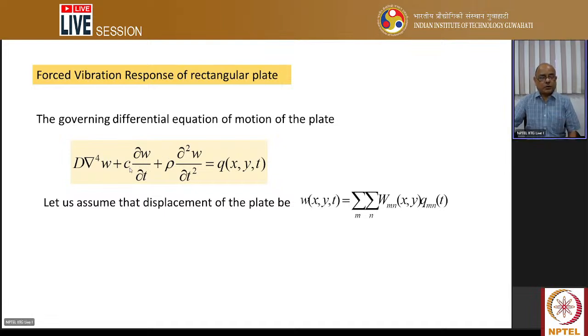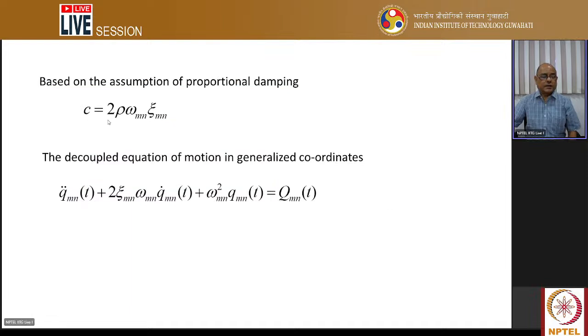But here we also assume that C is proportional to the mass. So assuming mass proportional damping, that is C equal to 2 rho omega mn xi omega n, that is the mass proportional damping, we now get the decoupled equation of motion in generalized coordinates for damped vibration. So here you can see that q double dot mn plus 2 xi mn omega mn q dot mn plus omega square mn q mn.